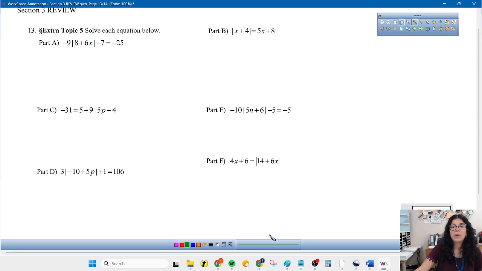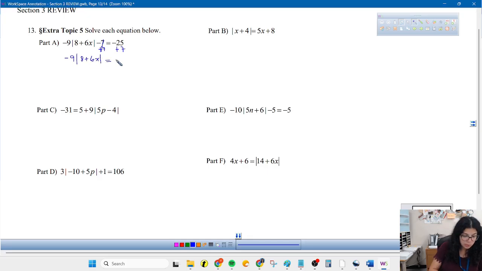All right, number 13, we're solving each of these absolute value equations. So to solve the absolute value equation, I have to isolate the absolute value first. So I'm going to start by adding 7. So now I have -9 times the absolute value of 8 plus 6x is equal to -25 plus 7, which is -18. And then I want to go ahead and divide by -9 so that I can get the absolute value completely by itself. So now the absolute value of 8 plus 6x is equal to 2.